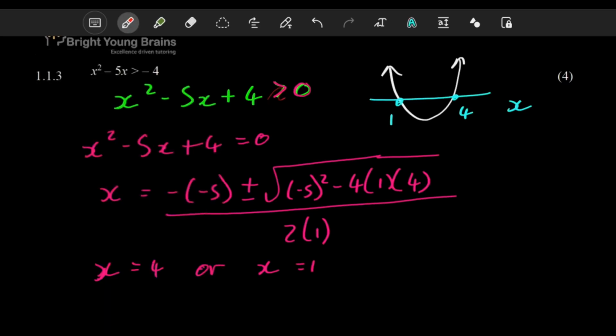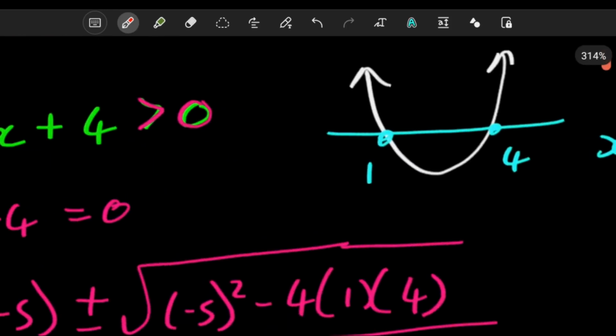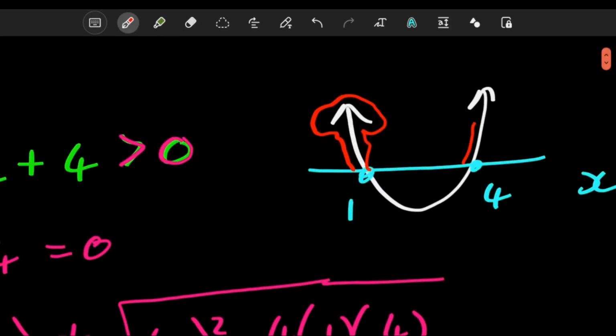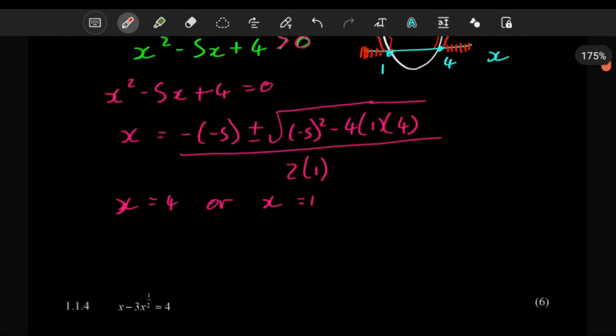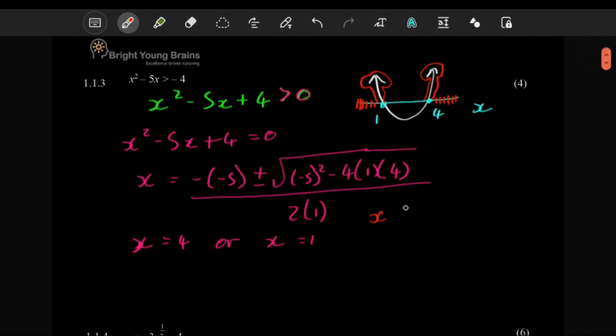The question is asking, where is this graph above 0? Now you know that it is above the 0 over here. You see, this is the part where it's above 0, and this is the part where it's above 0. You get this portion of the graph if you're talking about x values to the left of 1, and if you're talking about x values to the right of positive 4. So obviously your answers need to say that x needs to be smaller than 1, or x needs to be bigger than 4. You see, this is how you can put your answer.